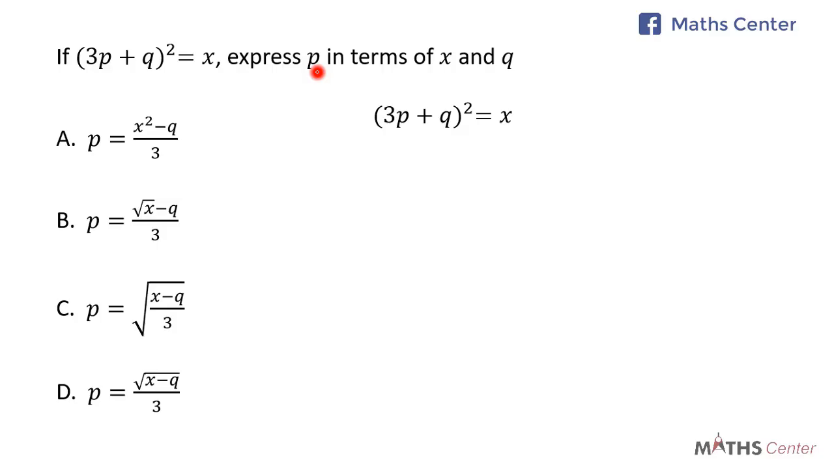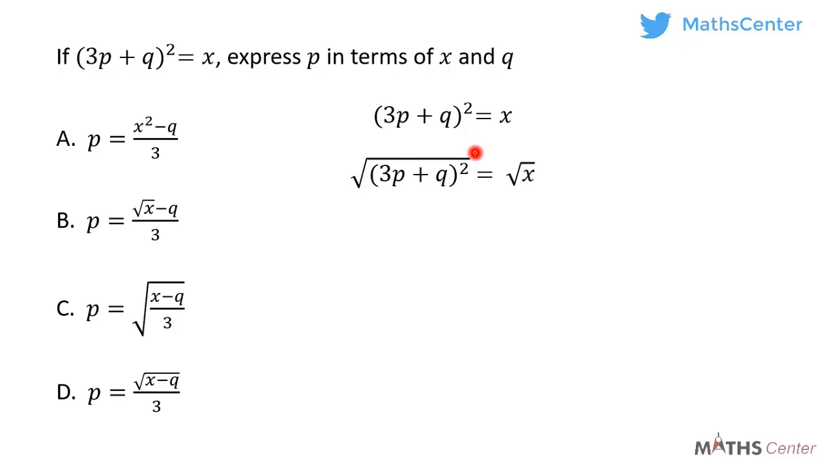The question wants us to express p in terms of x and q. That means that we have to make p the subject. To make p the subject of this equation, we will begin by taking square root of both sides. So we take square root of the left hand side and we take square root of the right hand side.